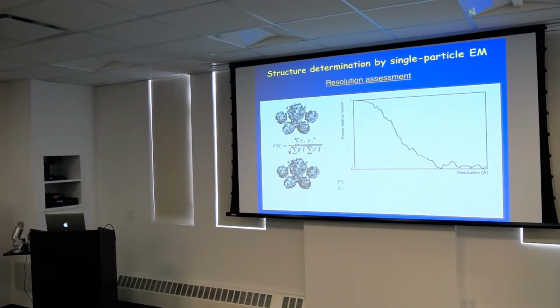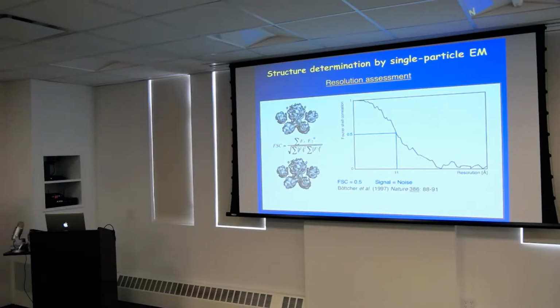And so the first criterion that came was by Tony Crowther, where he said the signal is the same as the noise, that's the resolution. If the signal is the same intensity as the noise, so that's 0.5. In this particular map, it would now be 11 angstrom.